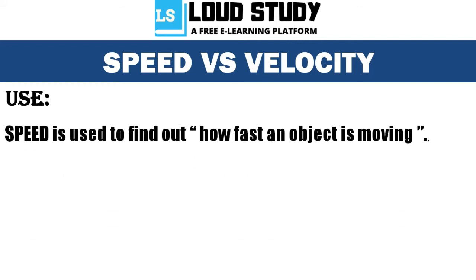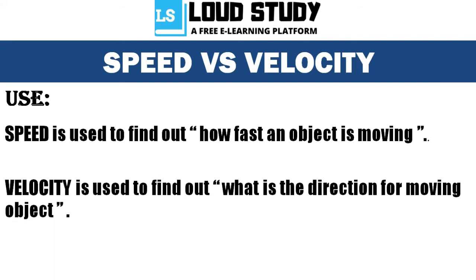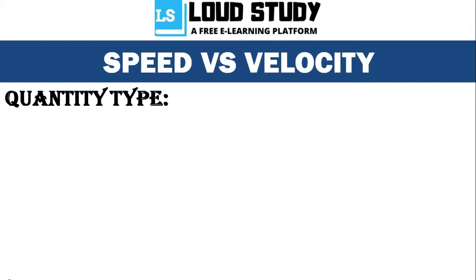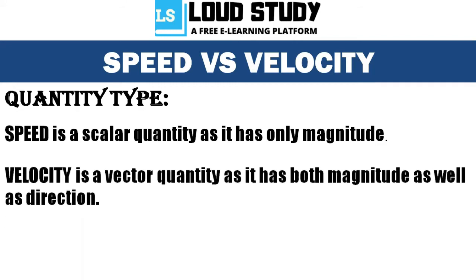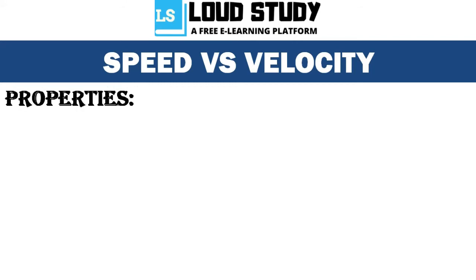Now coming to use. Speed is used to find out how fast an object is moving, whereas velocity is used to find out what is the direction of a moving object. So mainly velocity is speed with direction, but speed is without direction. Now coming to quantity type. Speed is a scalar quantity as it has only magnitude, and velocity is a vector quantity as it has both magnitude as well as direction.